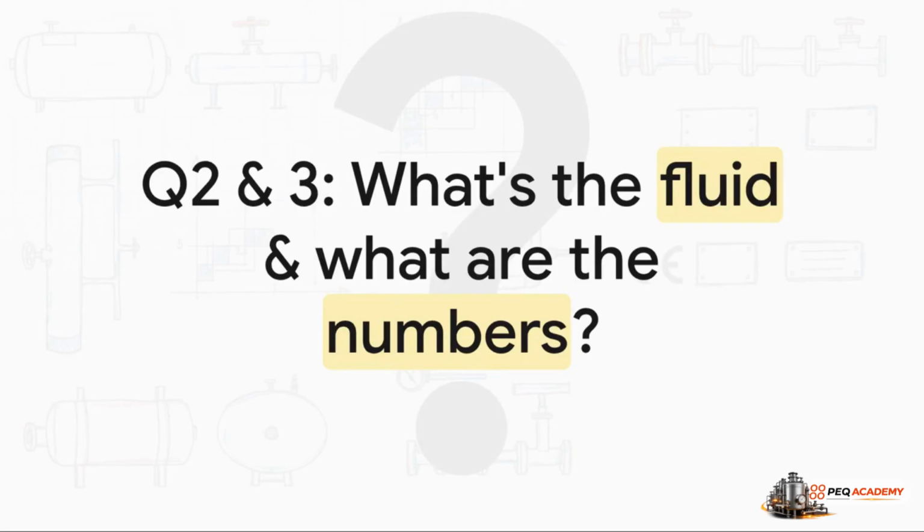Okay, so we've identified our target. Now we move on to questions 2 and 3. What does it hold, and what are the numbers? This is the investigation phase. First, what's the fluid inside? Second, what are the specs? You need to hunt down that design pressure, the PS, the volume, or V, and for piping, the nominal size, or DN. Time to start digging through the drawings or staring at that nameplate.